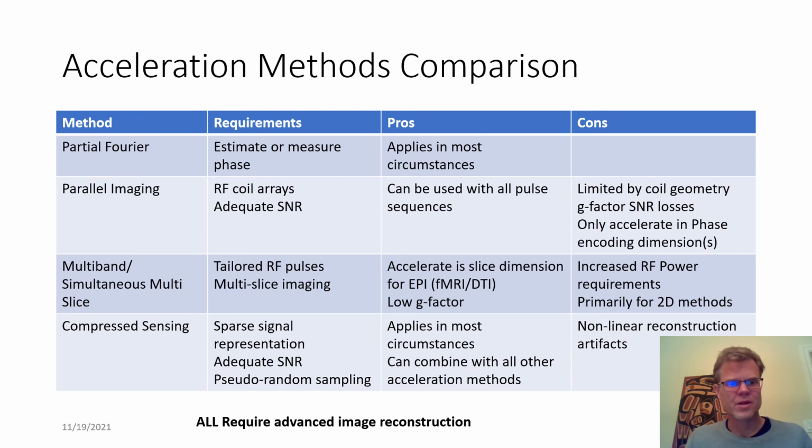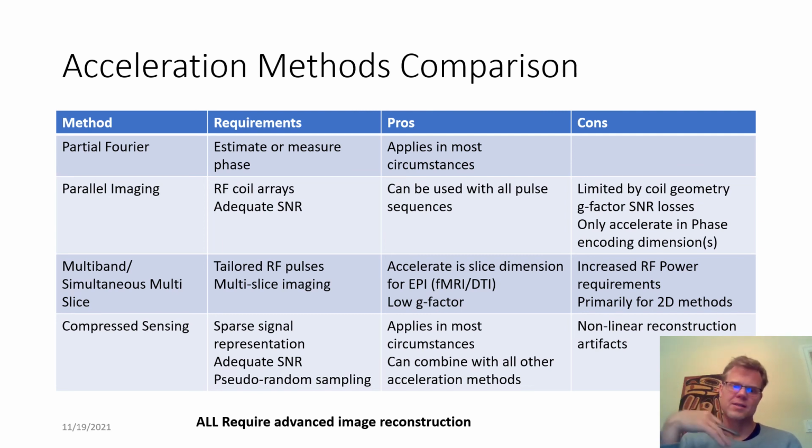Okay, so about to wrap up here. Here's a comparison of our acceleration methods. We have partial Fourier, where the main trick is we need to estimate or measure some phase because the images are not perfectly real, but it's very broadly applicable. We have parallel imaging, where we need to have our RF coil arrays. It has the advantage of being very simple to understand. We can apply it with most pulse sequences. But we do need to be aware of the coil geometry and the G factor, which influences where we can do our acceleration. Then introduced here are the multiband or SMS methods.